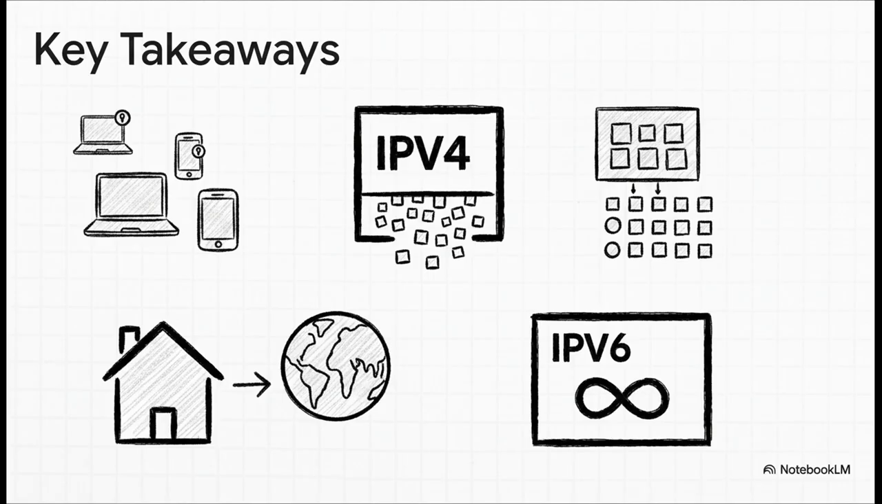Third, subnet masks are what create order by defining those network neighborhoods. Fourth, there's that crucial difference between your private, local IPs and your one public IP that the rest of the world sees. And finally, IPv6 is the solution that gives the internet basically infinite room to grow, forever.